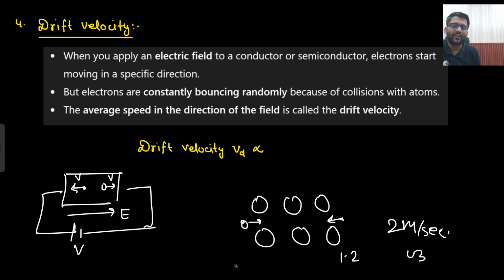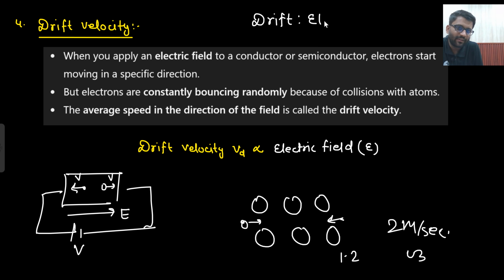So what do you think? Drift velocity will be proportional to what? The applied field, right? So drift velocity will be proportional to the electric field. Whenever the word drift comes into action, drift means electric field.